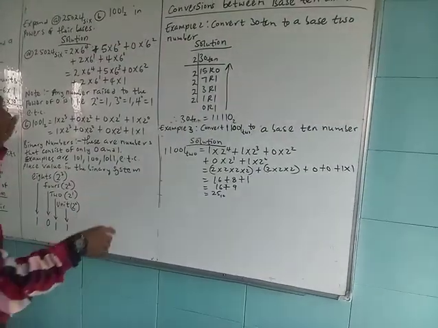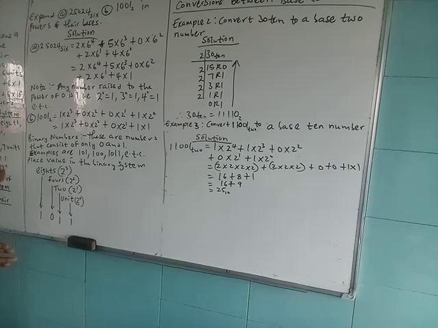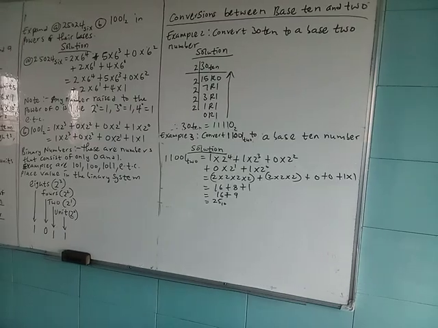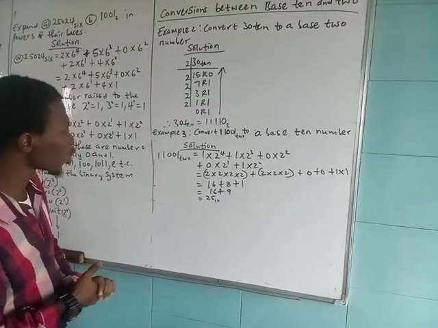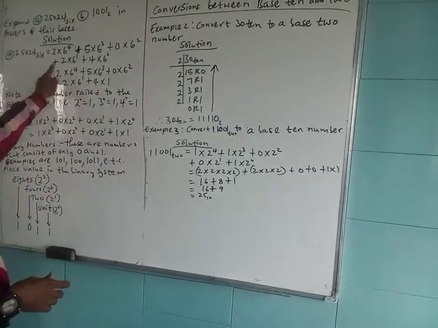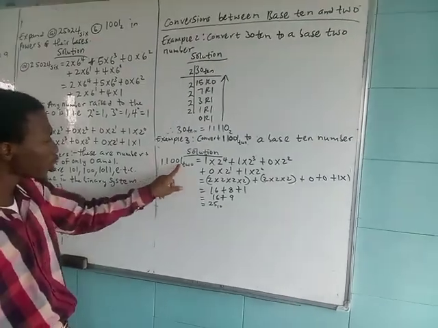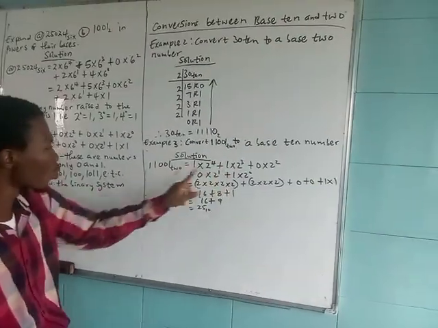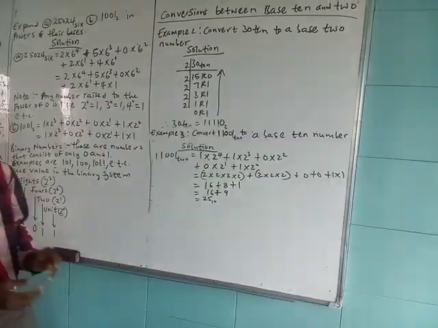Lastly, convert 11001 base 2 to a base 10 number. Now what will you do here? We are going to use the same technique we used during the expansion in powers of their bases, which is to use each of the digits to multiply the base, which is 2. 1 times 2 plus 1 times 2 plus 0 times 2 plus 0 times 2 plus 1 times 2.